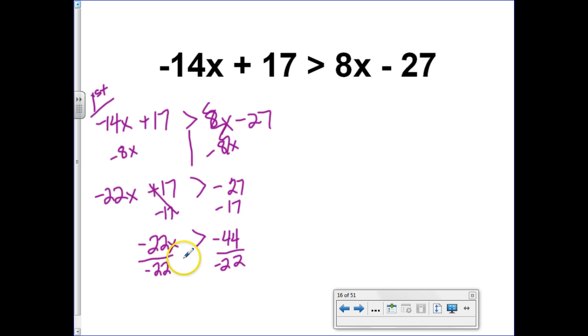And now I have to be careful. Yes, I'm dividing, but I'm dividing by the negative. So I want you to immediately think, boop, boop, boop, boop. I have to flip the inequality symbol. Now make that less than. This becomes a positive 1x. That's exactly what I wanted. This becomes positive 2. Okay?